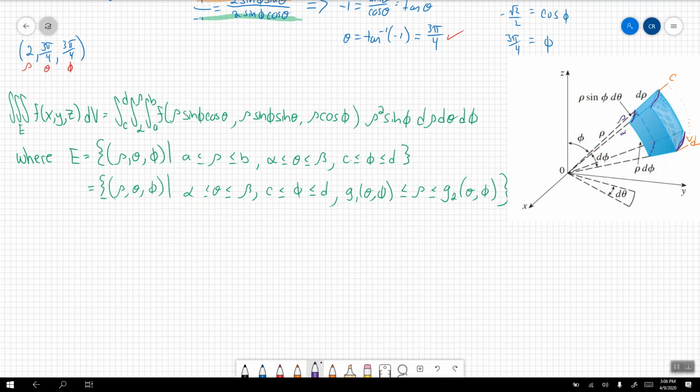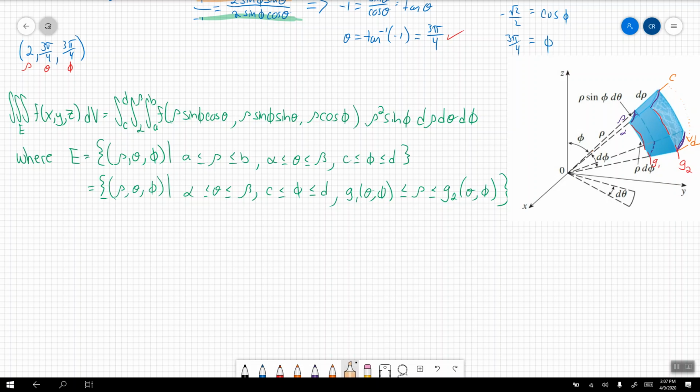Rho is going to be bounded between two surfaces, in this case this outer surface and this inner surface. Those surfaces are going to give us some function that could have some theta and some phi embedded in it. And this here is going to be your other function, g sub 1, that could have some theta and some phi embedded in it. All right, so this is what we're looking at.